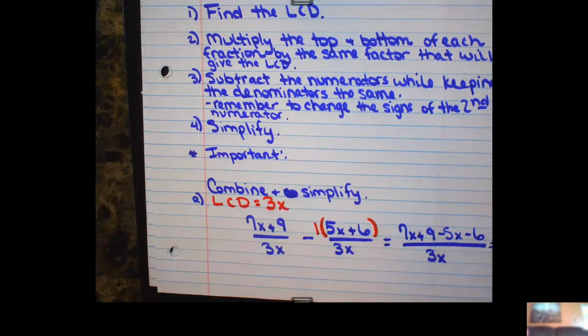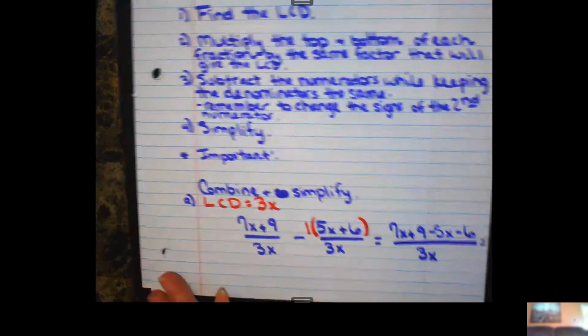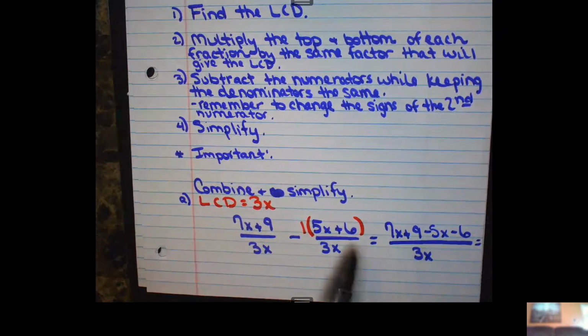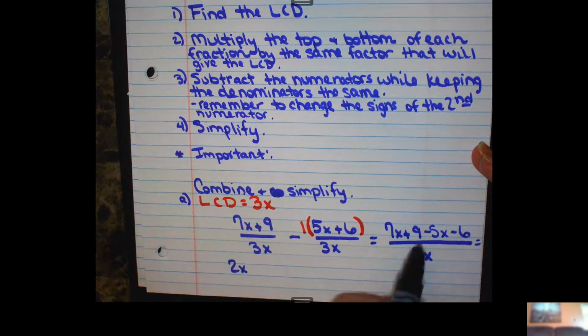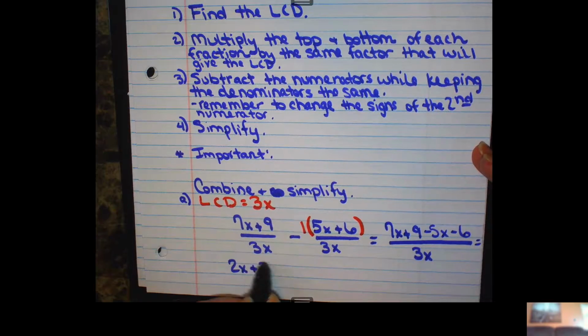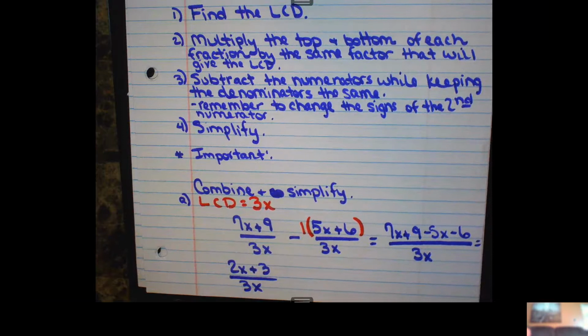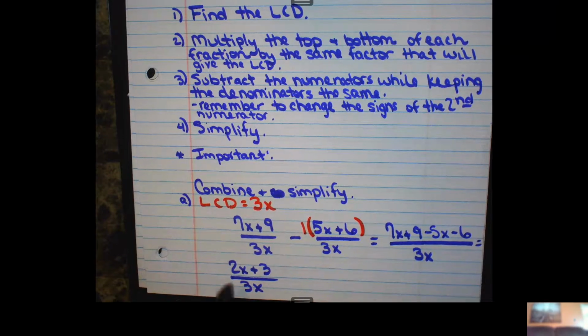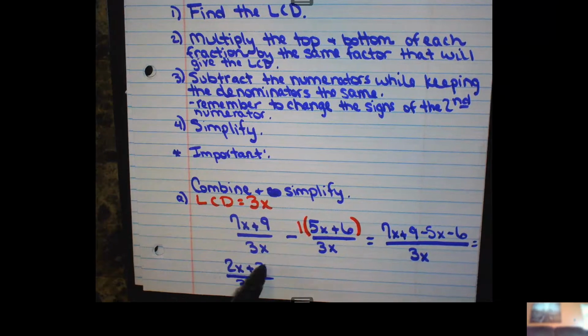So step 4 is to simplify. So now here we can see we can combine like terms easily. 7 minus 5 is 2, so we have 2x. 9 minus 6 is a positive 3. And on the bottom we have a 3x. I'm going to look to see if I can simplify. I can't factor the top, and there's no common factor that I can take out of all of them, so there's my answer. There's one little important thing we need to do before we do our other 3 examples.